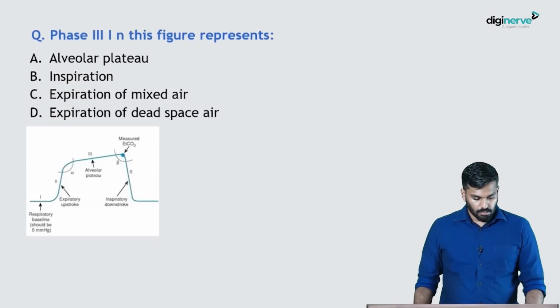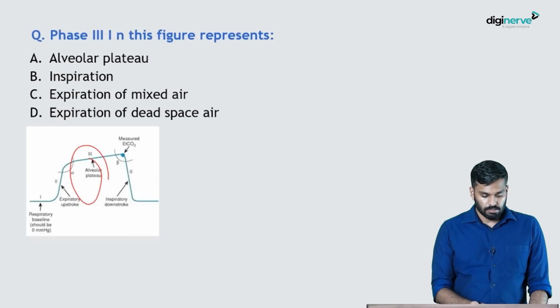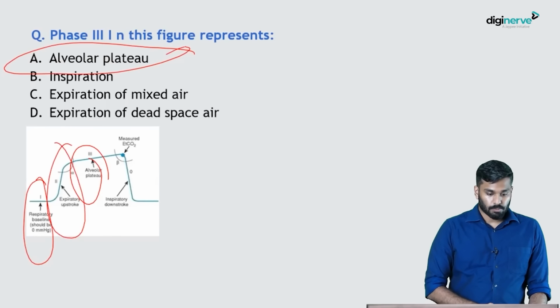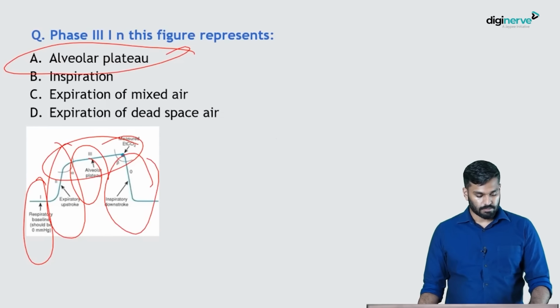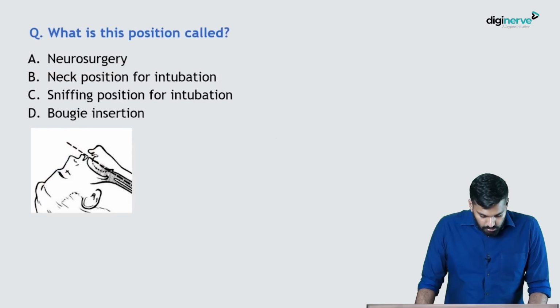Yes, correct. Phase 3 in the image, phase 3 is basically alveolar plateau. So this is inspiration, this is beginning of expiration, this is plateau, and this is inspiration, downstroke again. Answer is A.